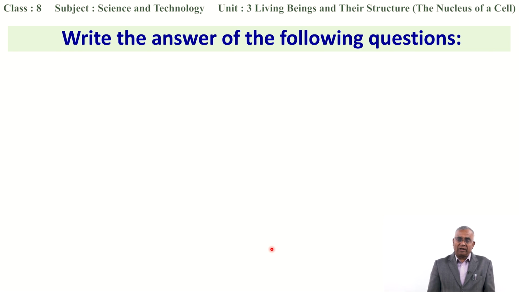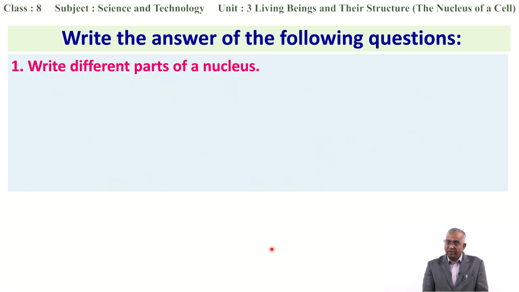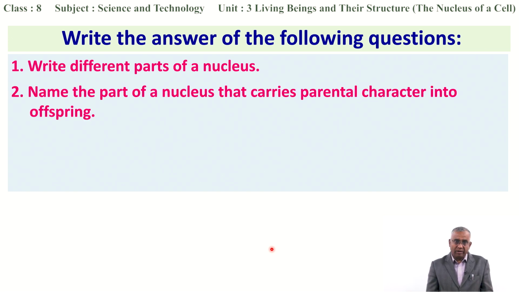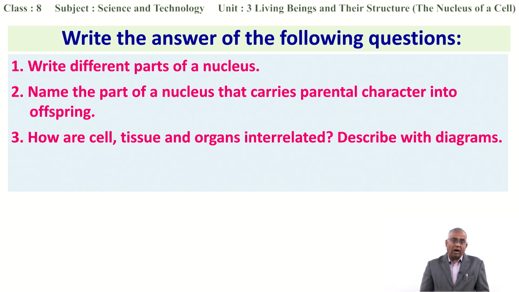Now here are some questions which you have to copy and answer, and later you will show to your teacher. Write different parts of a nucleus. Just 4 parts you have to name. Next one, name the part of a nucleus that carries parental characters into offspring. Very easily you can do it. How are cell, tissue and organs interrelated? Describe with diagram. Here in detail we have discussed about it. I don't think that you need any help to do that. Diagram also you have to give.